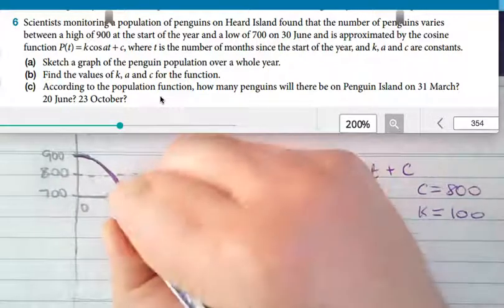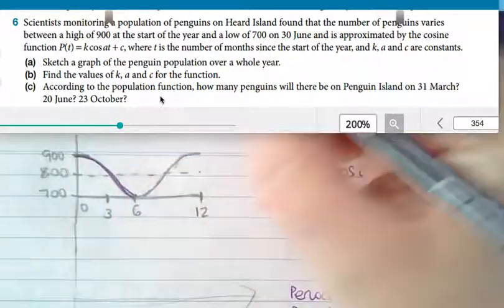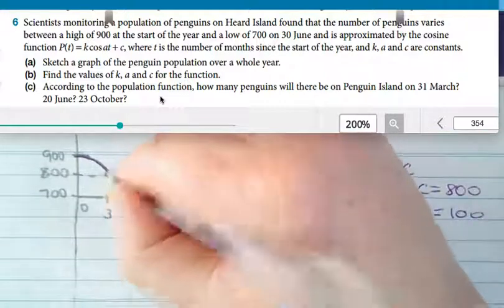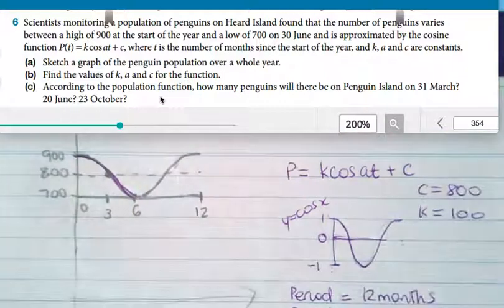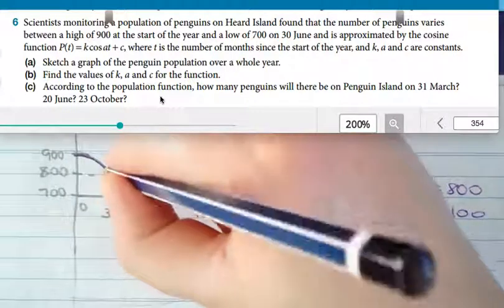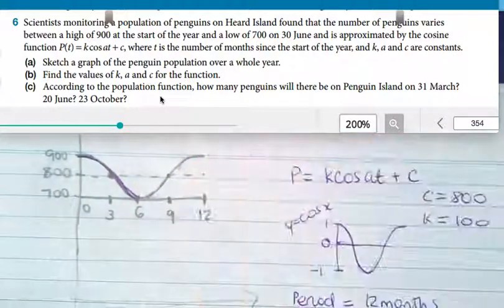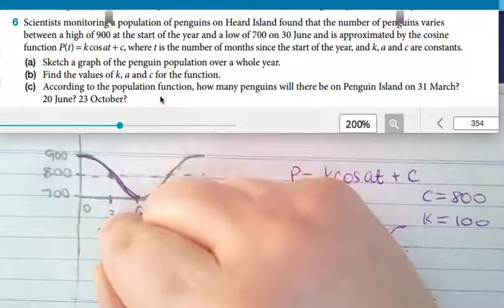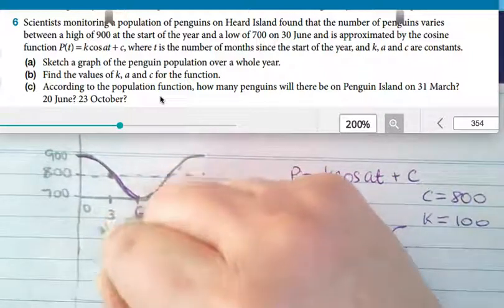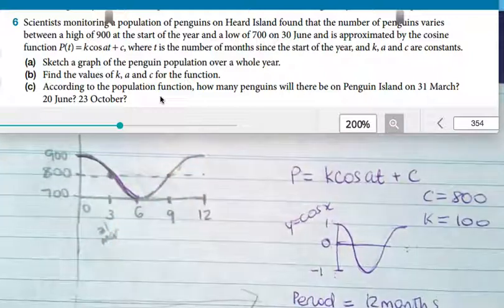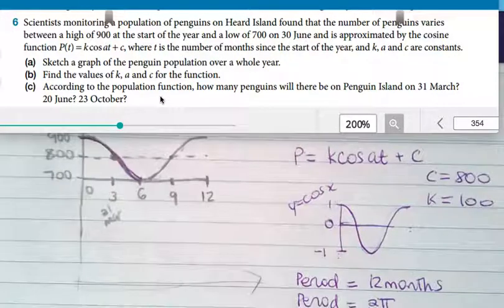31st of March is 3 months, isn't it? It's exactly at the middle, because you do your graph in quarters. A quarter, a half. What date's this? That's 9 months. What date's that? So this is the 31st of March. Oh, and the others are harder. So 20th of June and 23rd of October are harder. We've got to have a look at those. But we can answer the first one.